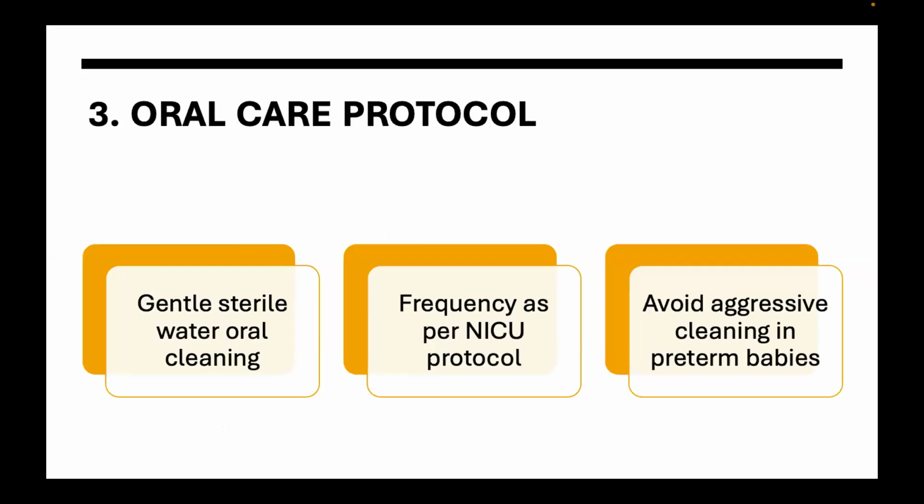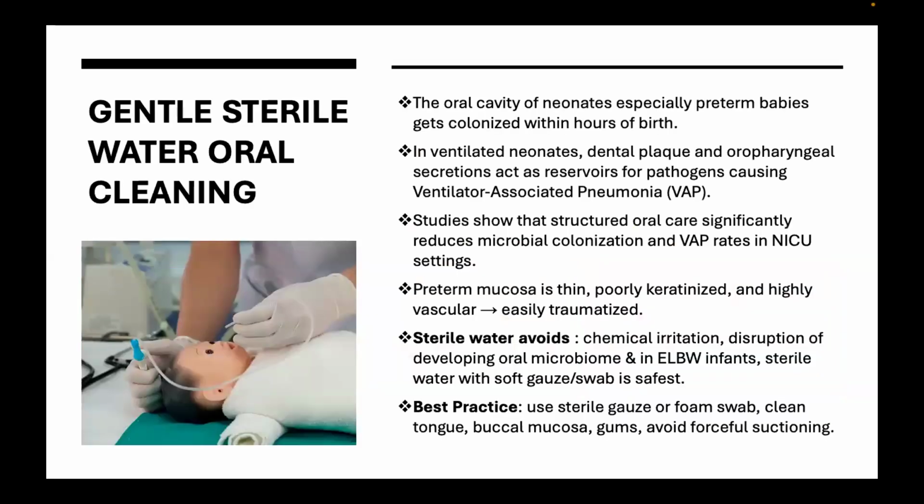The third is the oral care protocol. Oral care is an important but often underestimated component of VAP prevention. The oral cavity acts as a reservoir for pathogenic bacteria. Ventilated neonates develop dental plaque and colonization of oropharyngeal secretions. So regular oral care helps to reduce microbial colonization, prevent aspiration of infected secretions, and maintain mucosal integrity. We should avoid aggressive cleaning in preterm babies, so gentle sterile water oral cleaning can be done.